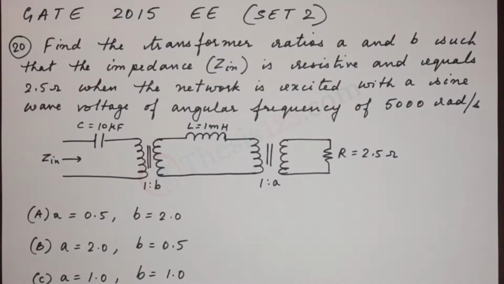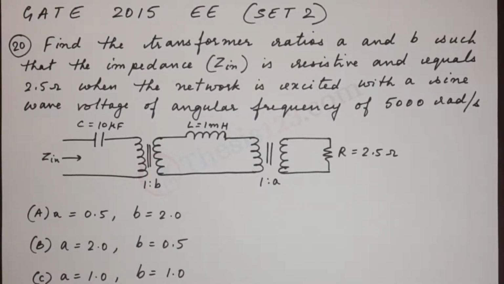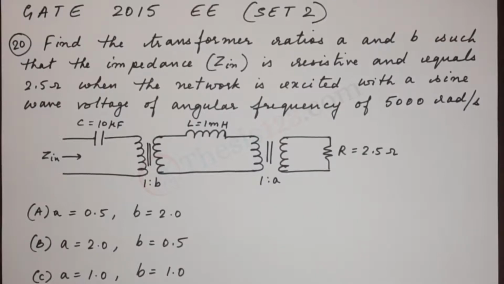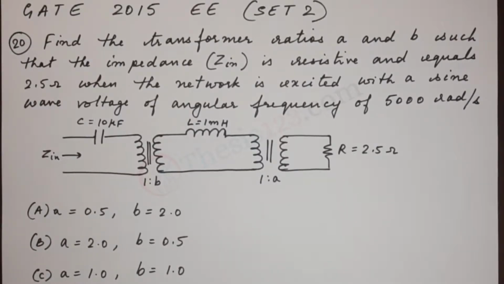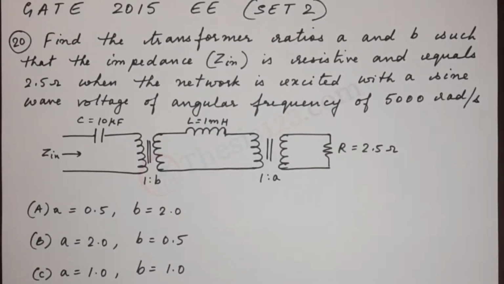Here is our next question, number 20. Find the transformer ratios A and B such that the impedance Zin is resistive and equals 2.5 ohms when the network is excited with a sine wave voltage of angular frequency of 5000 radians per second.